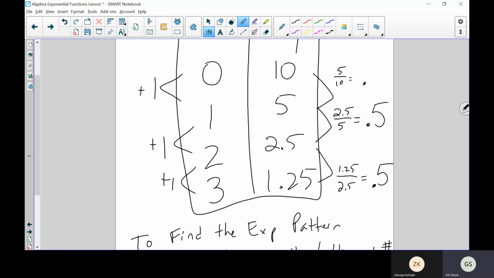And I get 0.5 again, which means I got 0.5 every single time. So that is what I'm multiplying by every single time. So there is a pattern of multiplication by the same number every time. And that number is 0.5.